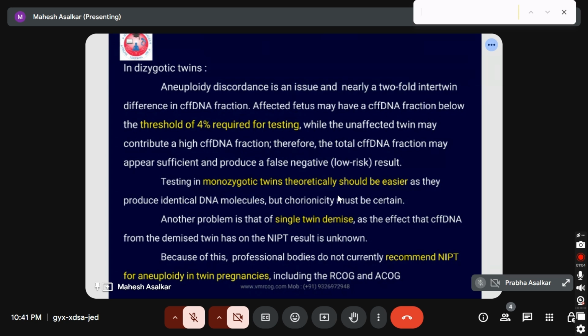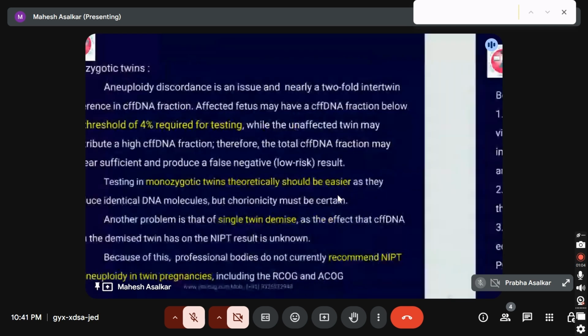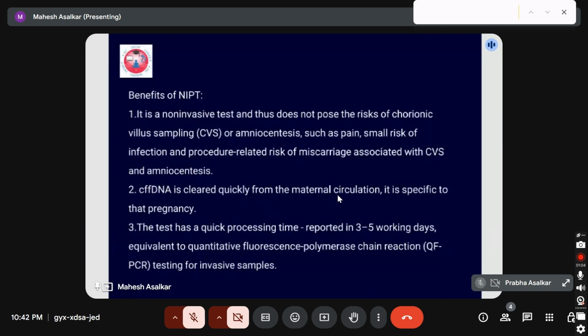Because of this, professional bodies do not currently recommend NIPT for aneuploidy in twin pregnancies, including RCOG or ACOG. So NIPT is not recommended for aneuploidy diagnosis in multiple pregnancies by the RCOG and ACOG. However, in private, it is available even in the UK, but it is not recommended by these professional bodies. Okay.